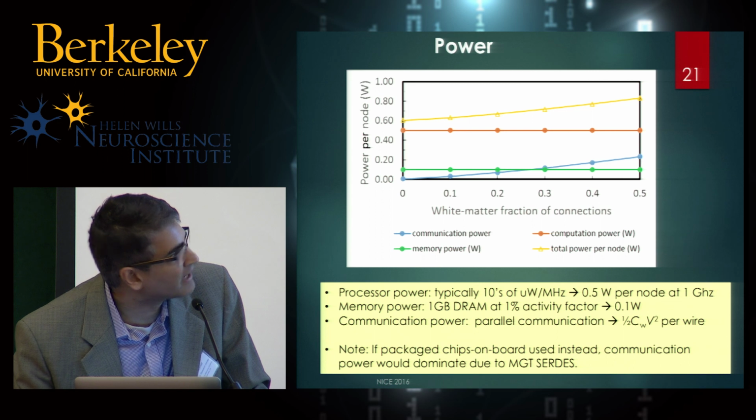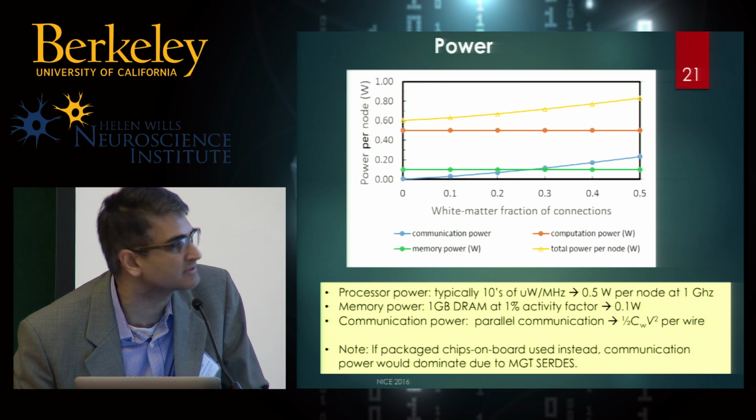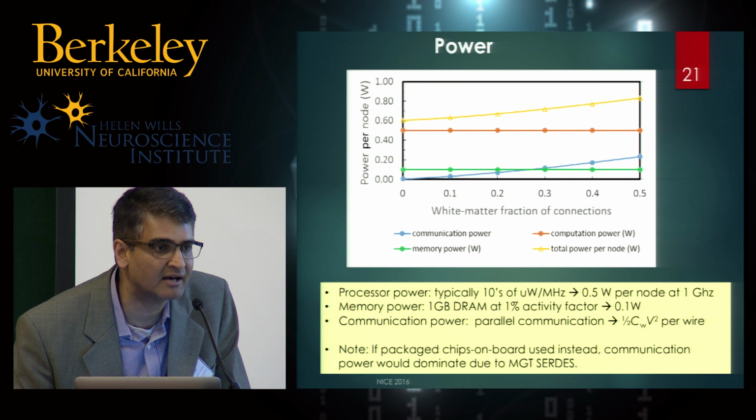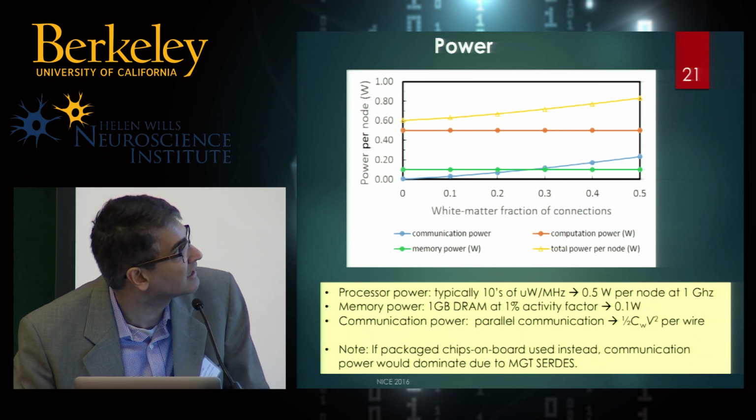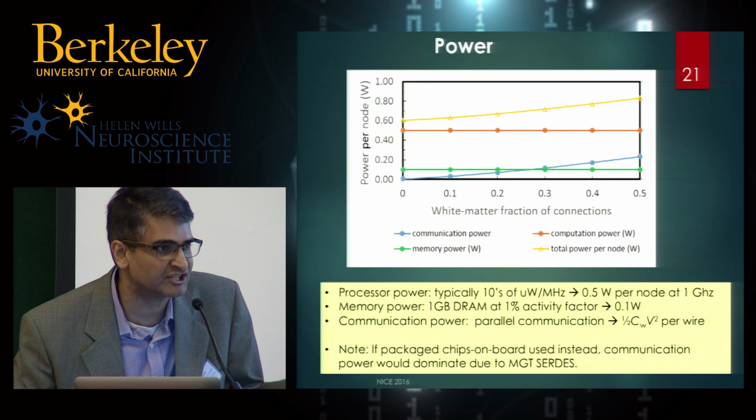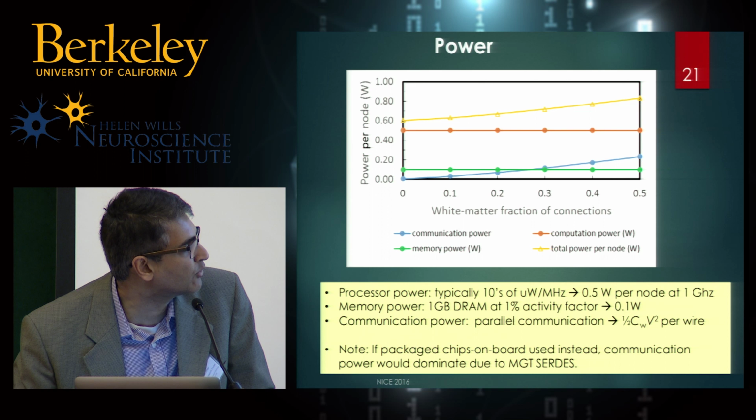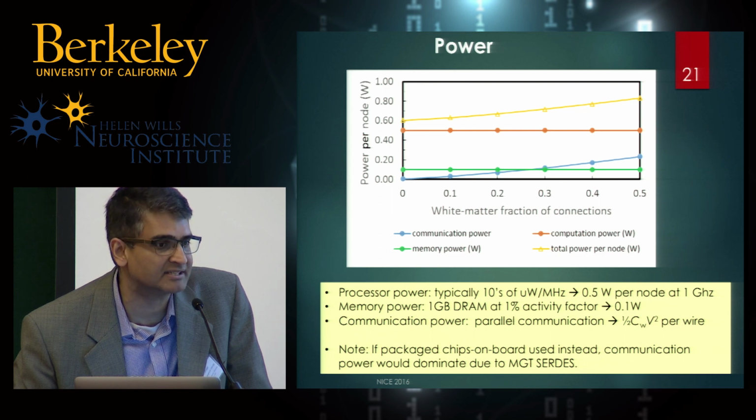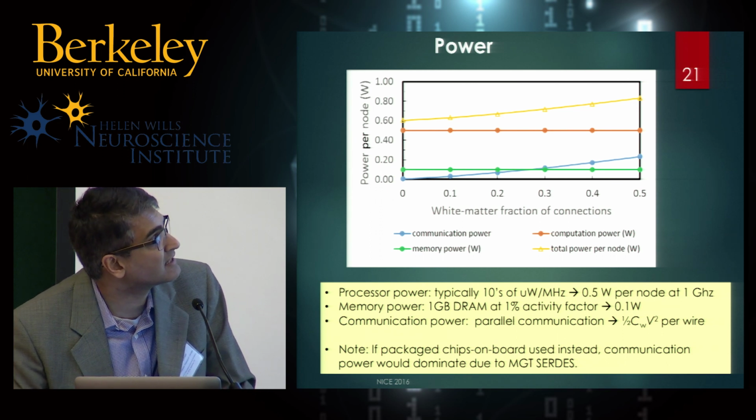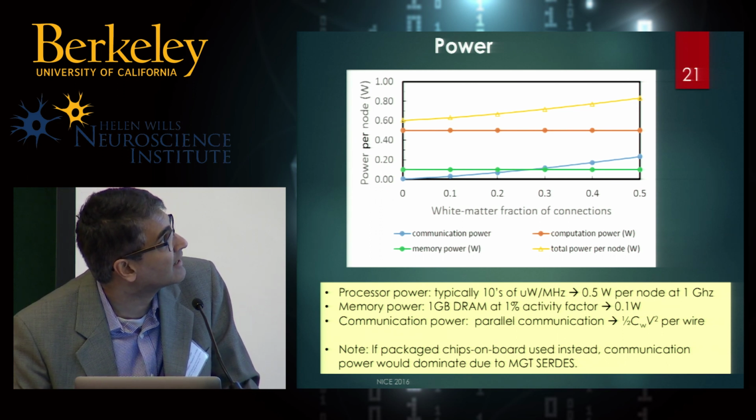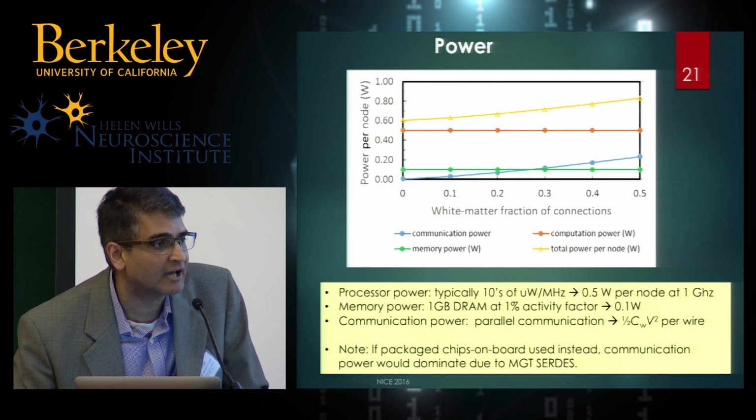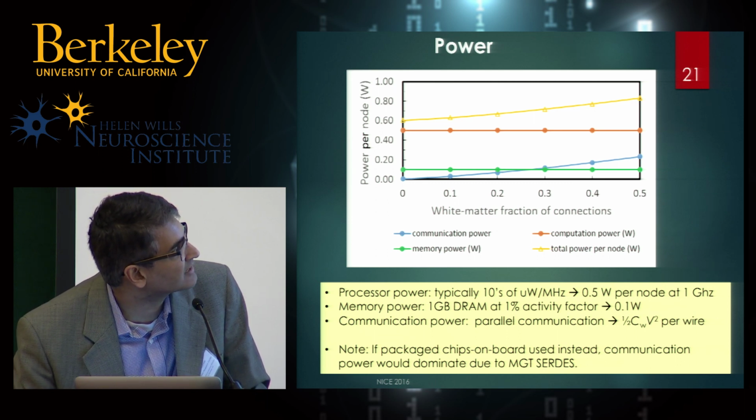Now, the important thing to notice here is that we're dominated by the orange, which is the computation power, and not by the blue, which is the communication power. This is because we've been able to use wires on silicon, which are low capacitance, as opposed to putting chips onto a board. By comparison, if we were to use packaged chips on a board, we could attain these kinds of bandwidths, but the problem is that they would be done through SerDes, multi-gigabit transceivers, and that requires a very large power expenditure. So rather than communication power being dominant, in this system we've been able to reduce it significantly, and right now the dominant fraction is from the computation power.